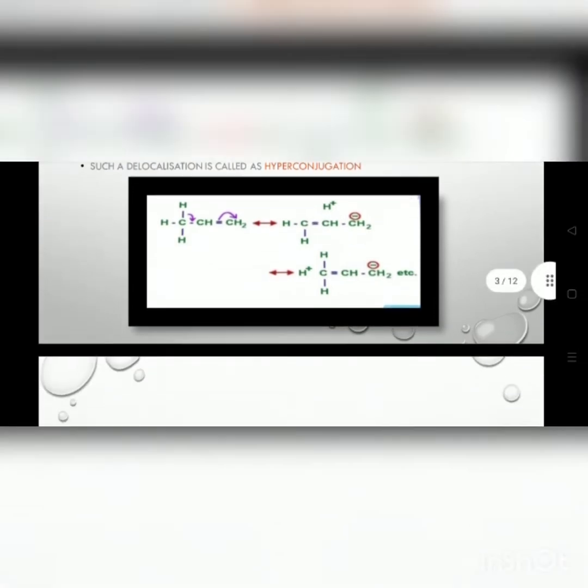Resonance involves delocalization of pi electrons leaving the sigma bond behind. However, in some cases a sigma bond and an adjacent pi bond may get involved in resonance. Such a delocalization is called hyperconjugation.